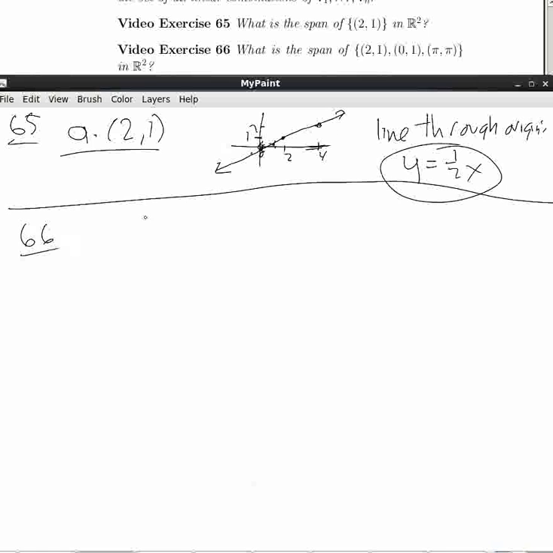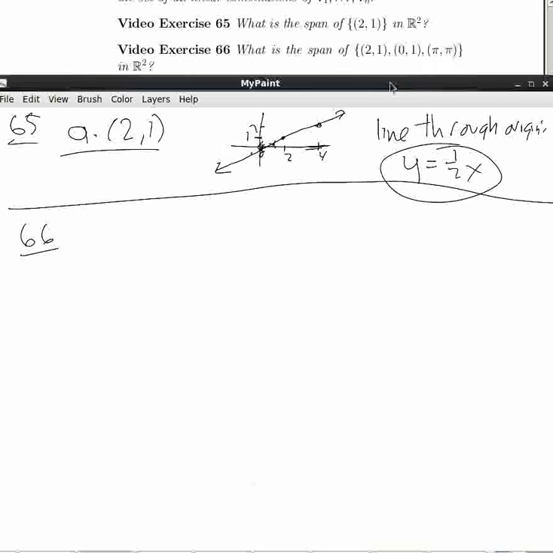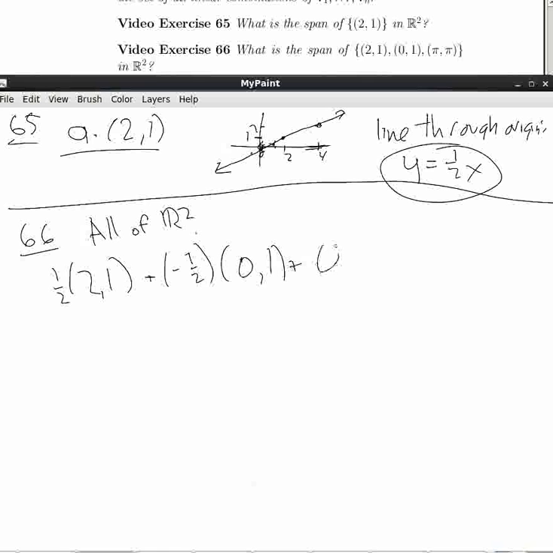For 66, what's the span of this? Let's see. Well, what's the easiest way to do this? The span, the answer is all of R2. And how I can see that is, I could do, how about 1/2 times the first one plus negative 1/2 times the second one plus 0 times the third.